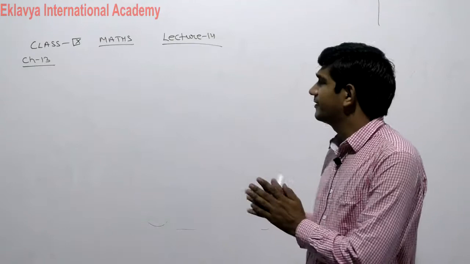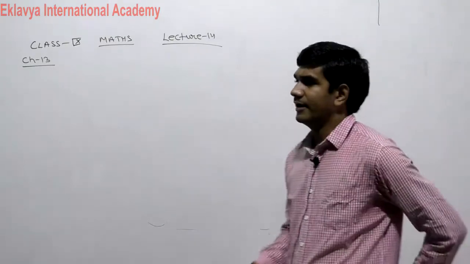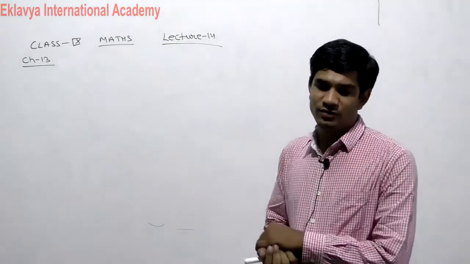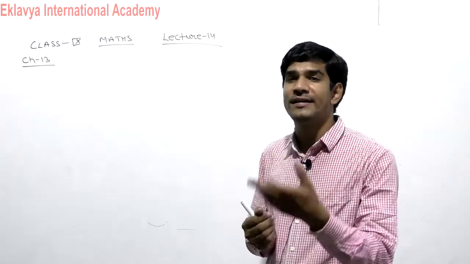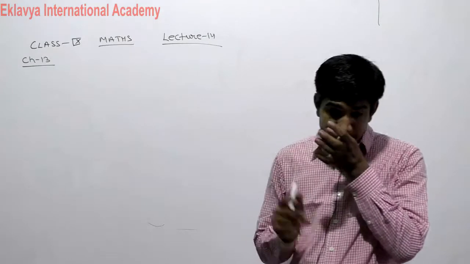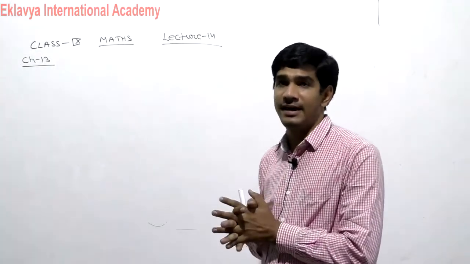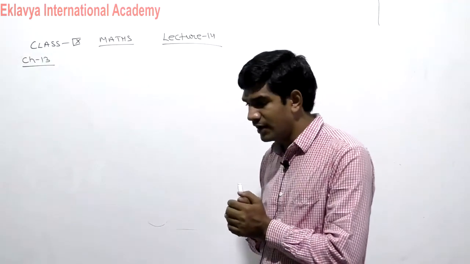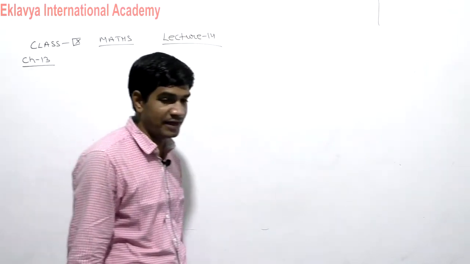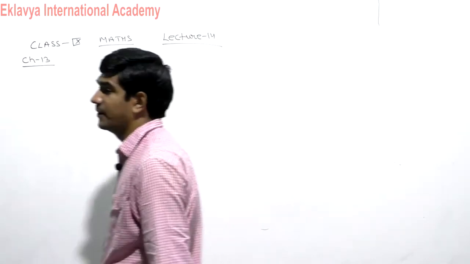In the previous lecture, lecture 13 of 9th class maths, we already discussed how we will find out the volume of the right circular cone. In today's lecture 14, we will discuss how we will find out the volume of the sphere, the volume of the hemisphere, the volume of the spherical shell and the volume of the hemispherical shell.